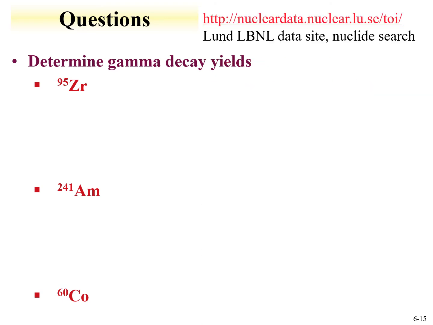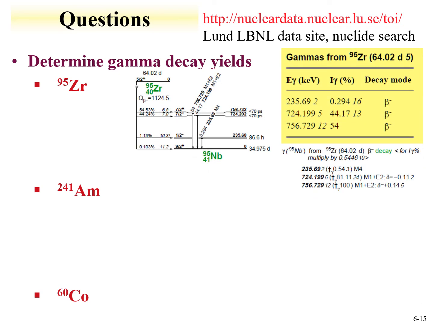If you wanted to find information for all isotopes, there's a number of resources. This is a very good resource. This link is the Lawrence Berkeley National Laboratory data site. You can go to this link, select nuclide search, enter the isotope you're interested in, and it'll show you the gamma decay yields. So for instance, if we did this for zirconium-95, the data that you would get from the link is shown here. You would get energy and intensities in the decay modes.